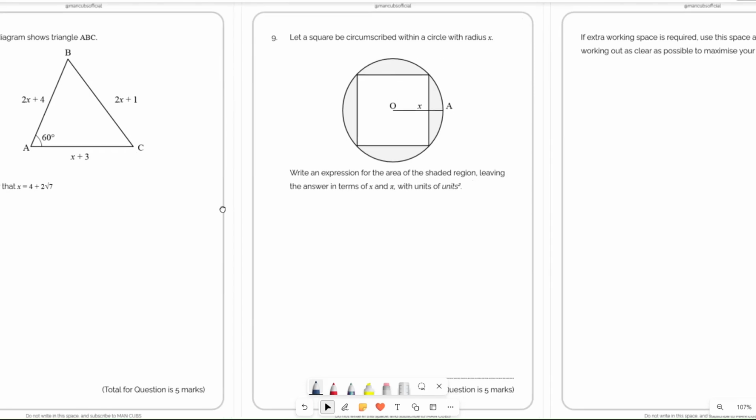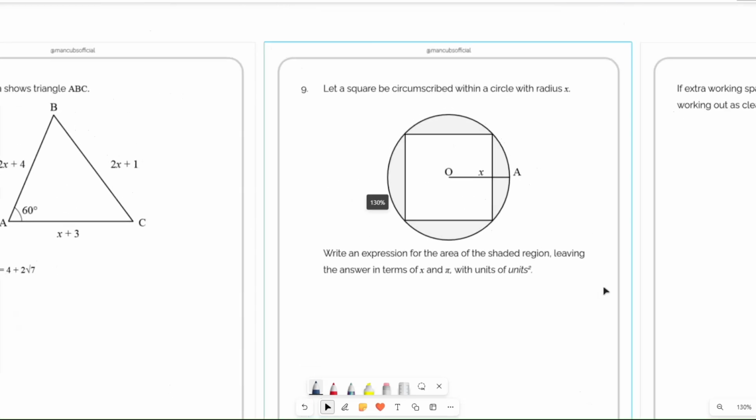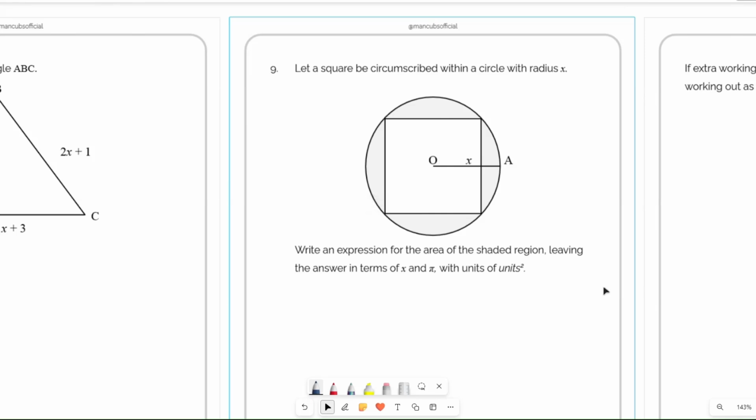Last question on this paper, for now. I might update it in the future, if people want me to, and we haven't done this question, and this is a pretty good one. So, let a square be circumscribed within a circle with radius x, like in the diagram. Write an expression for the area of the shaded region, leaving the answer in terms of x and pi with units of unit squared.